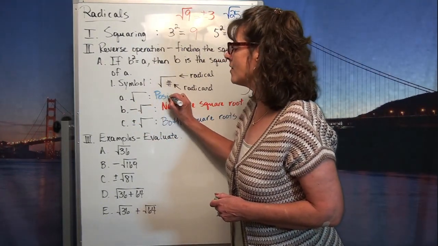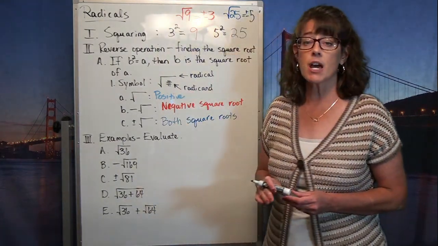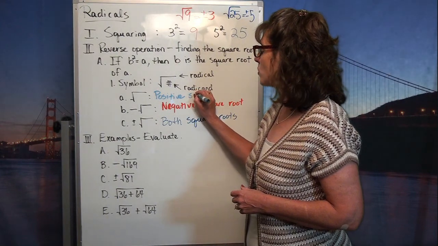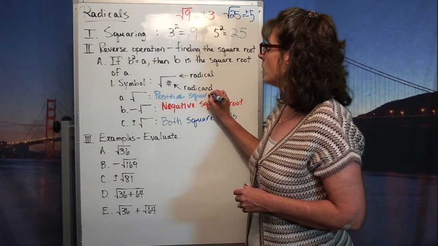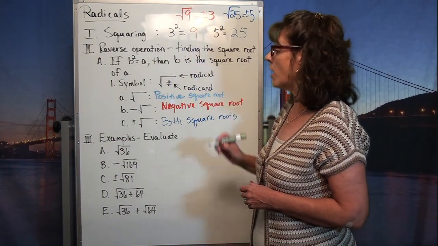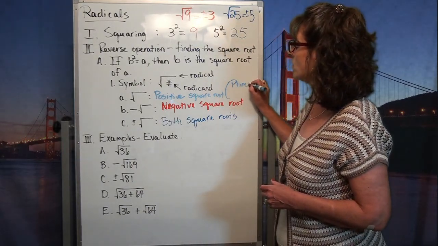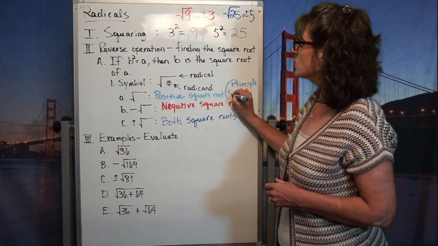Again, recognizing, yeah, there's 2. There's 2 numbers that I can multiply together to get the number underneath. But I'm only focusing on the positive square root. Now, because this one is utilized an awful lot, it has a special name, and that special name is principal square root. Principal square root.